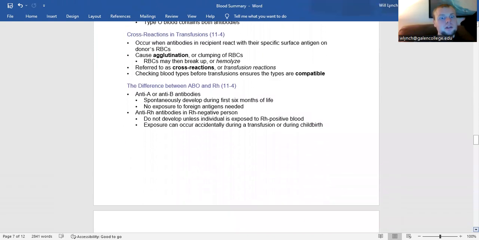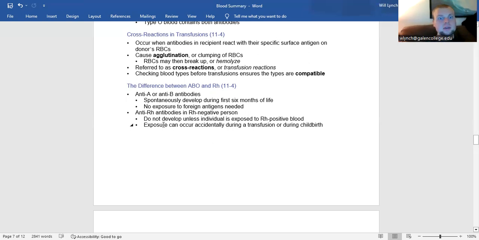So the difference between our ABO and rhesus factor blood types: the anti-A and anti-B antibodies are spontaneous. They're going to develop right away. We don't need any sort of exposure to a foreign antigen. They just grow. If we have type A blood, then the anti-B antibodies will develop very quickly within the first month, 6 months of life.